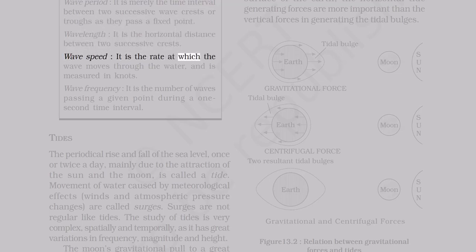Wave speed. It is the rate at which the wave moves through the water, and is measured in knots. Wave frequency. It is the number of waves passing a given point during a 1-second time interval. Tides. The periodical rise and fall of the sea level, once or twice a day, mainly due to the attraction of the sun and the moon, is called a tide.